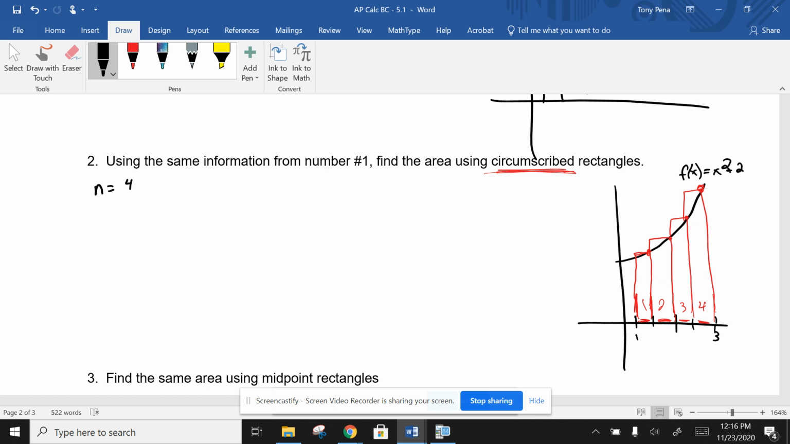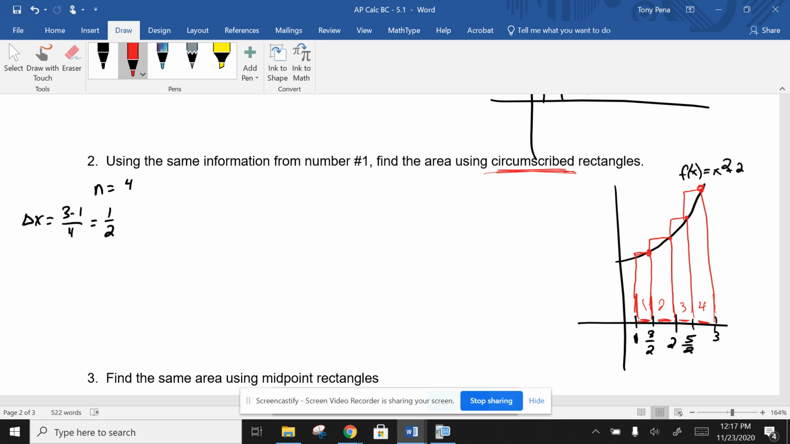And then if you recall, to figure out what our change in x was, we did the difference in the interval. So 3 minus 1 divided by the number of rectangles that I wanted. So that was 1/2. We then labeled that on our graph. So we started at 1, we move over 1/2 to 3 halves, another 1/2 is 2, and then 5 halves, and then our 3.